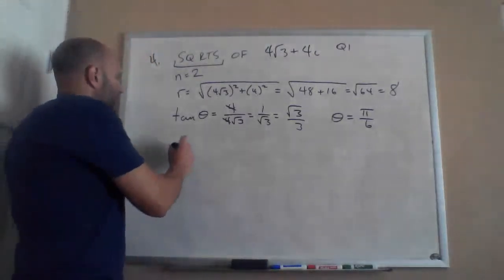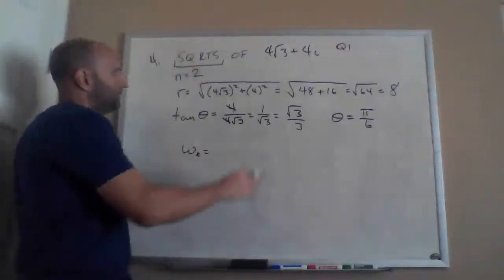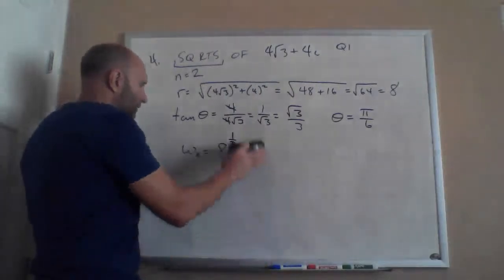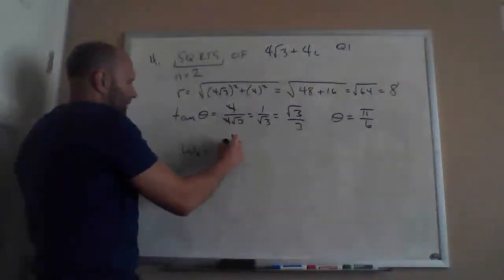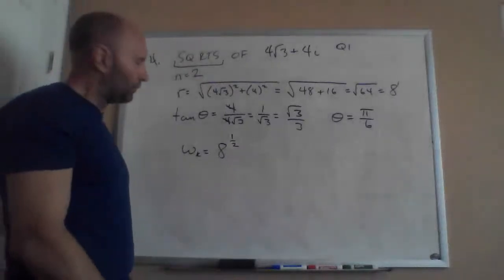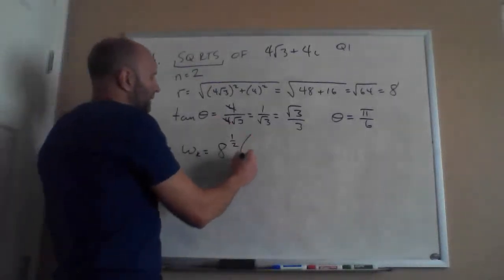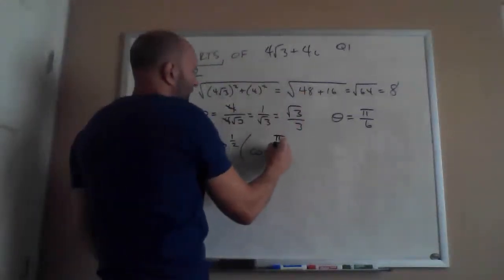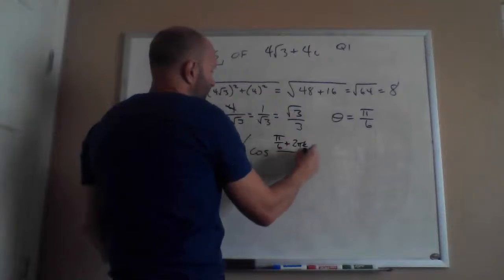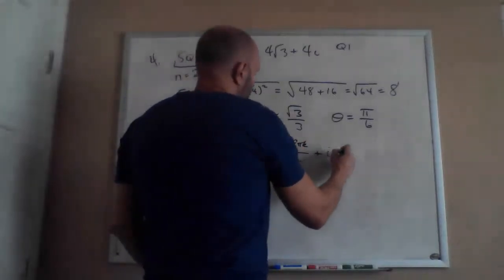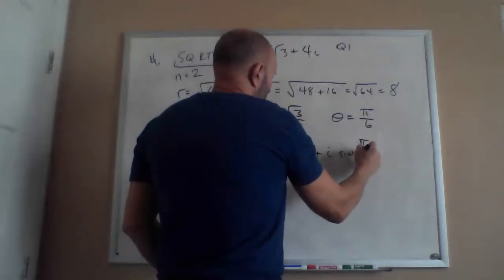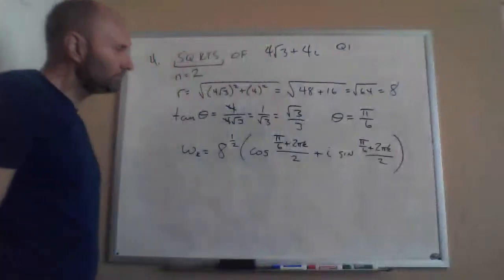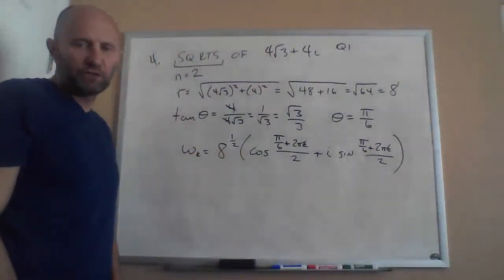All right, so we set up our formula. Omega k is r, which is 8, to the 1 over n, so 1/2 power. And anything to the 1/2 power is what? Square root. So square root of 8. And then our formula is cosine of theta, pi over 6, plus 2 pi k over n, which is 2. And again, same thing for sine. Pi over 6 plus 2 pi k over 2. So any questions with that? Plugging the information into the formula.